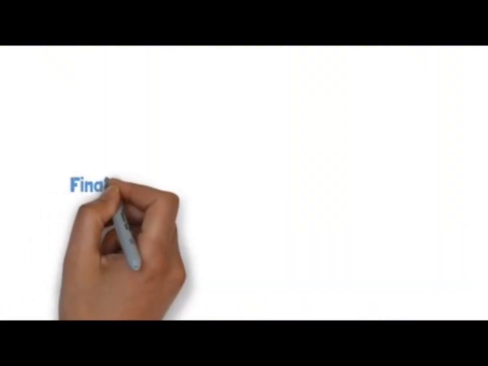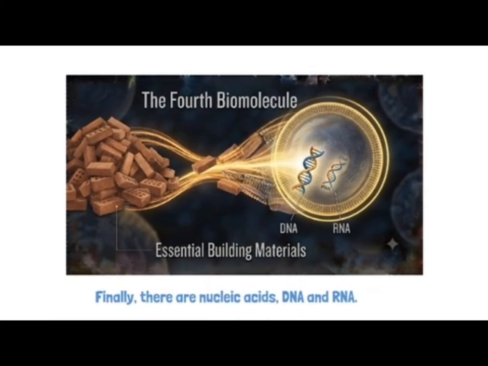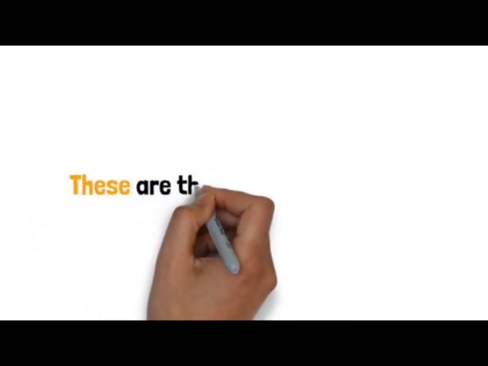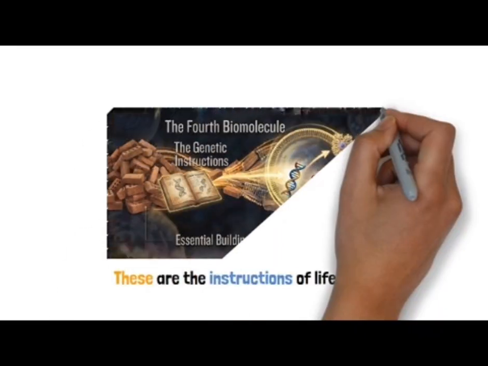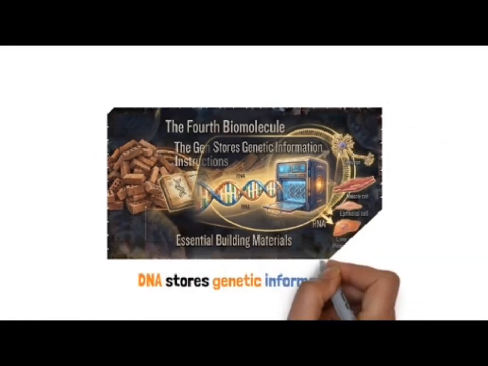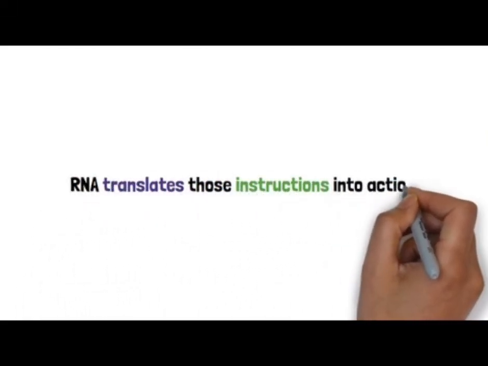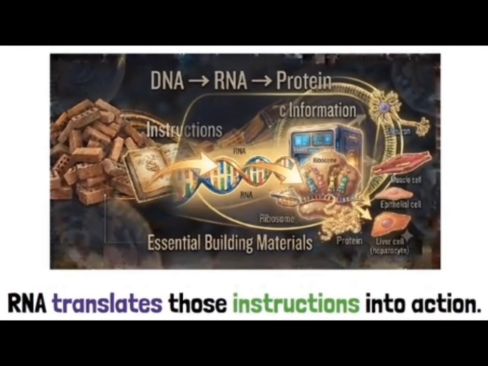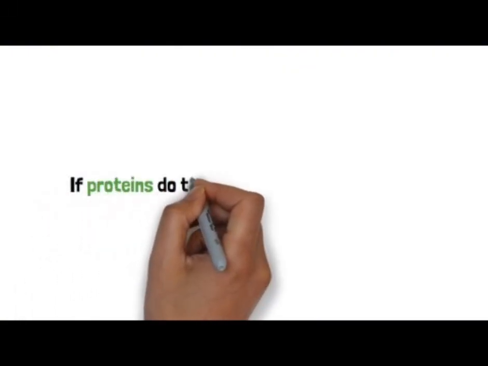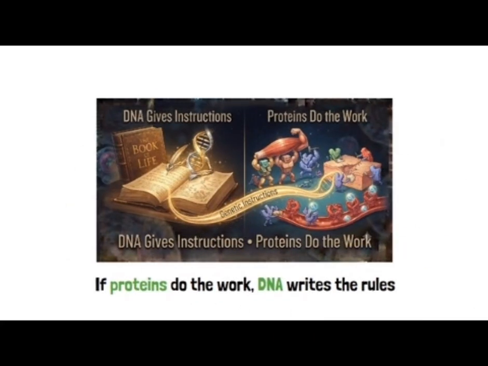Finally, there are nucleic acids, DNA and RNA. These are the instructions of life. DNA stores genetic information. RNA translates those instructions into action. If proteins do the work, DNA writes the rules.